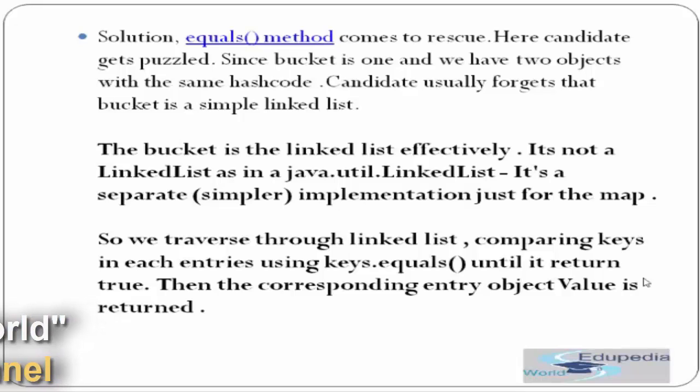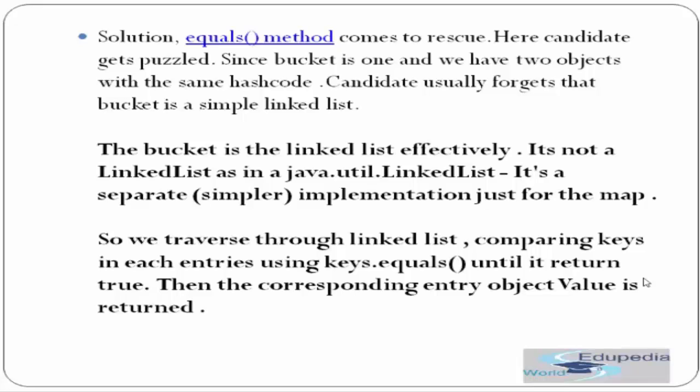Now the solution: what if you get the same hash value for two objects? Then what will happen? Well, the equals method comes to the rescue. Since the bucket is one and we have two objects with the same hash code, candidates usually forget that a bucket is actually a simple linked list. Then the bucket is a linked list effectively. It is not a linked list like java.util.LinkedList, but it's a separate, simpler implementation just meant for the map.